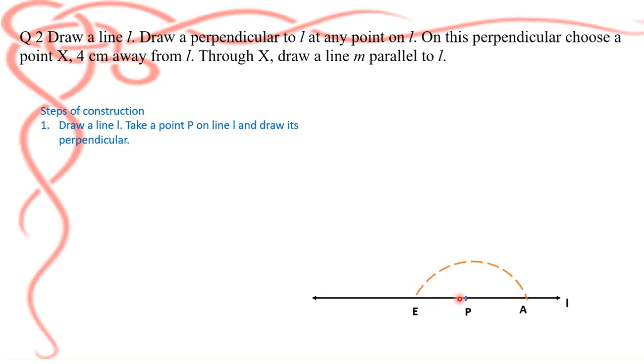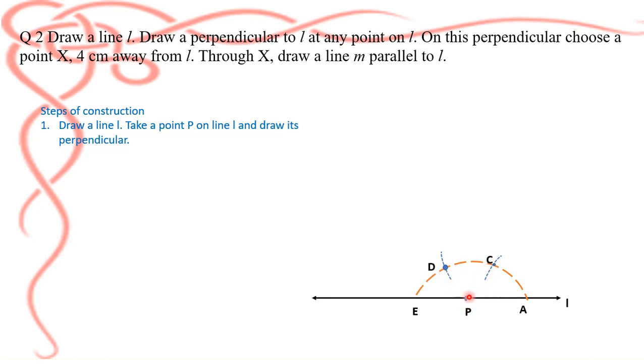Now without disturbing the opening of the compass, place the pointer at point A and cut an arc. This arc and the semicircle intersect at a point. Give this the name C. Similarly, without disturbing the opening of the compass, place the pointer at C. Again cut an arc. This intersection point of the arc and the semicircle is point D. Now, as we know, when we join C to P, we get angle APC equal to 60 degrees. Similarly, when we join CPD, again we get a 60 degree angle.